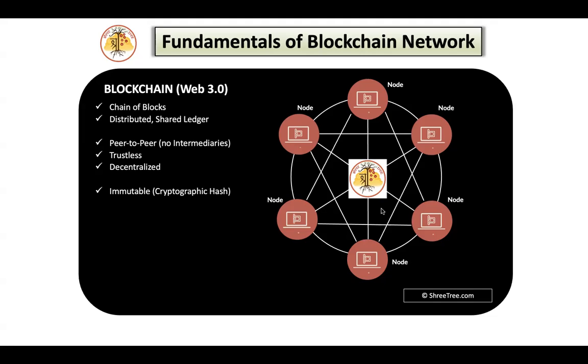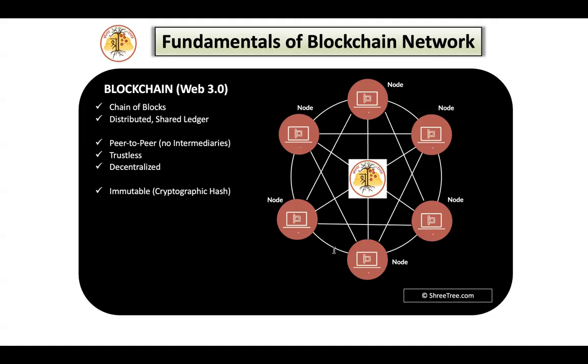Another key feature of blockchain is that the transactions on blockchain cannot be altered or deleted. You can add transactions to the blockchain, but you cannot delete or modify any existing transactions. So that makes blockchain what's called immutable or tamper resistant.